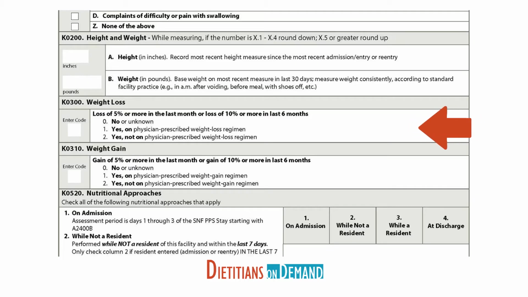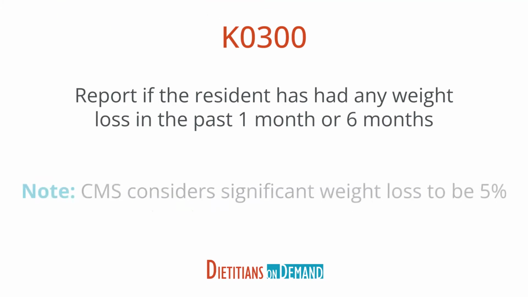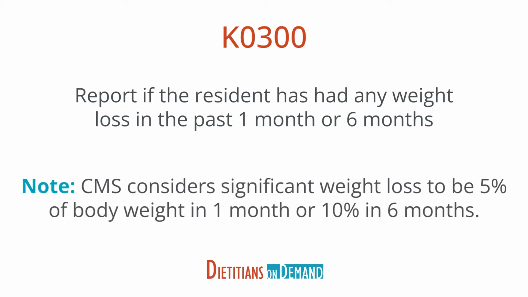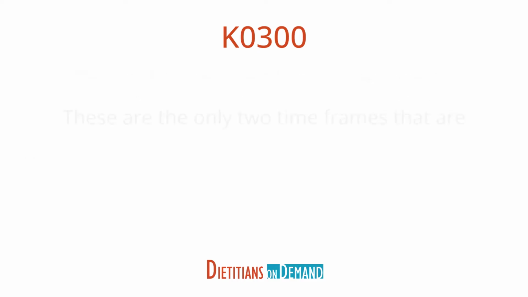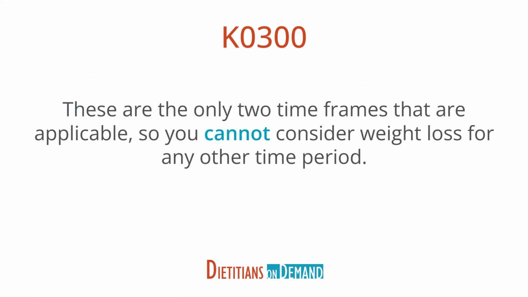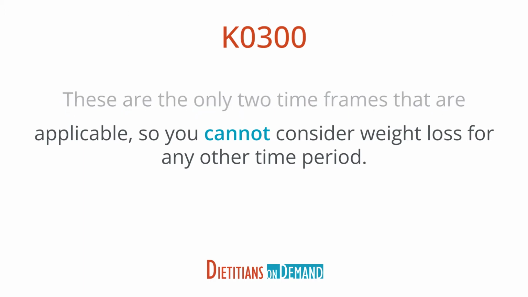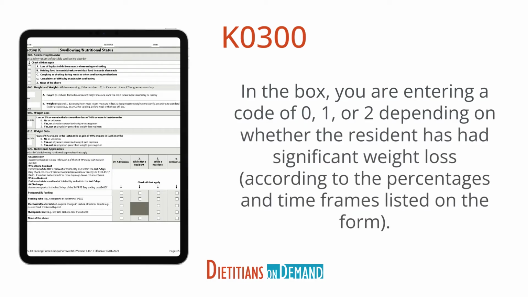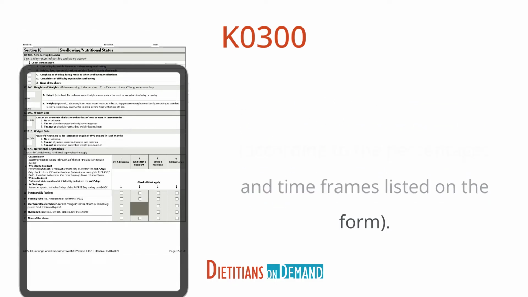Section K0300 asks you to report if the resident has had any weight loss in the past 1 month or 6 months. CMS considers significant weight loss to be 5% of body weight in 1 month or 10% of body weight in 6 months. These are the only 2 time frames that are applicable, so you cannot consider weight loss for any other time period. In the box, you are entering a code of 0, 1, or 2 depending on whether the resident has had significant weight loss according to the percentages and timeframes listed on the form.